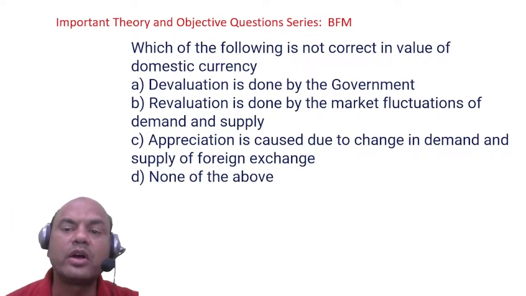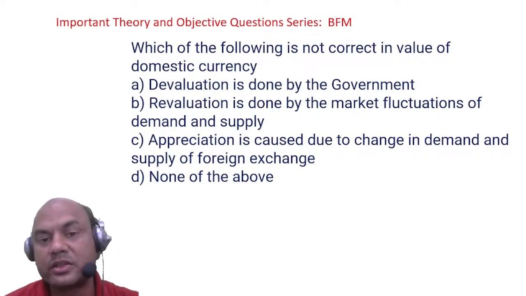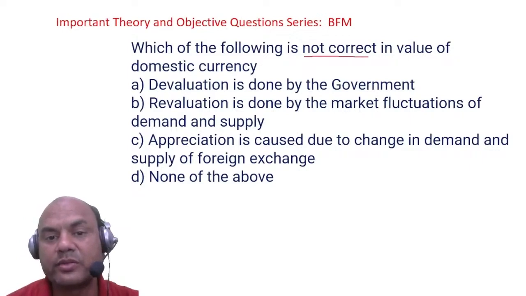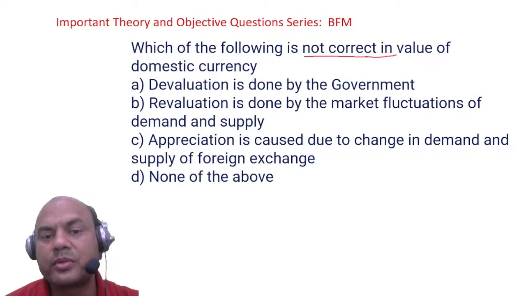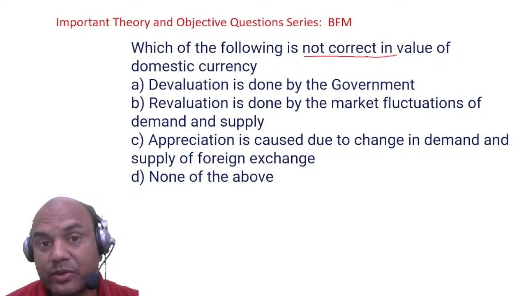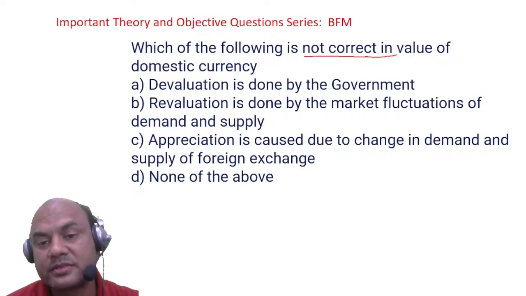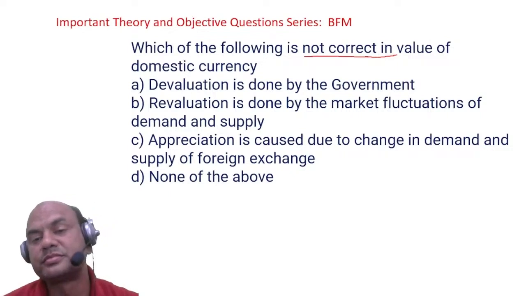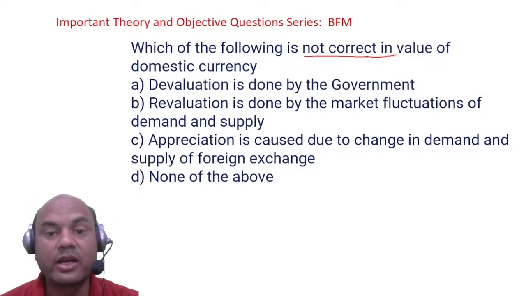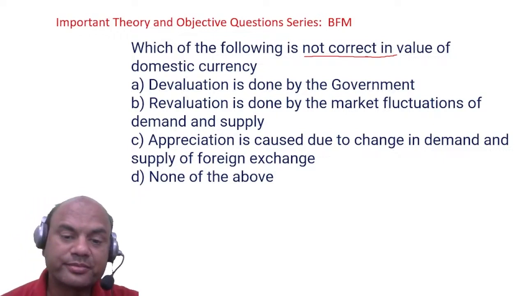Which of the following is not the correct value of the domestic currency? Not correct. Devaluation is done by the government. Just now I told you. Revaluation is done by the market fluctuations. Appreciation is caused by the change in demand and supply, and none of the above. Think over it again.